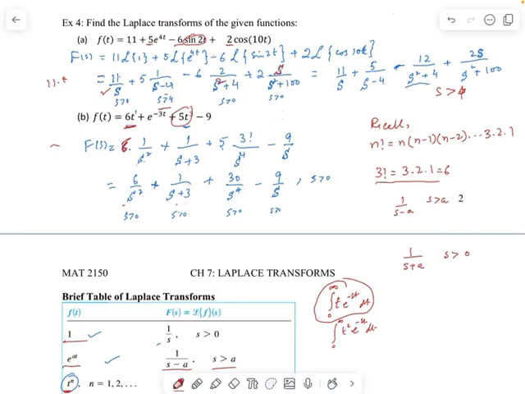So 6 times 1 is 6, plus 1 over s plus 3 plus 30. How am I getting 30? Well, 3 factorial, remember, is 3 times 2 times 1, which is 6. So 6 times 5 is 30 over s to the 4, and then minus 9 over s, where s is greater than 0. So by looking at the domain of each transform, the maximum we can say is that s is greater than 0 for the whole transform.